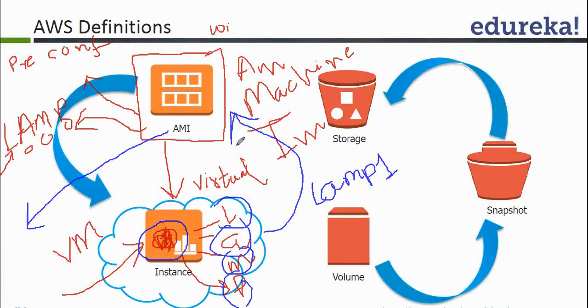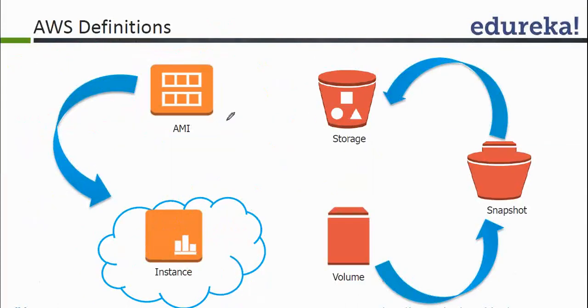Because remember, when I created my own AMI, it's nothing but a pre-configured bundle software. So it had LAMP as well as whatever data was there in my instance, all bundled and stored as an AMI. So I can always reuse my AMI to launch multiple instances out of that. I repeat my words again: AMI is nothing but a pre-configured bundle software.